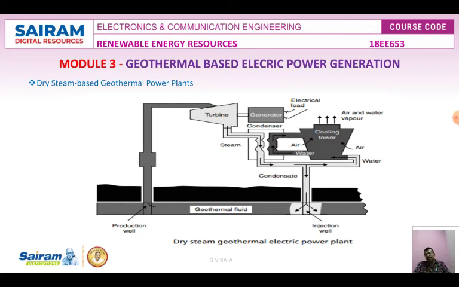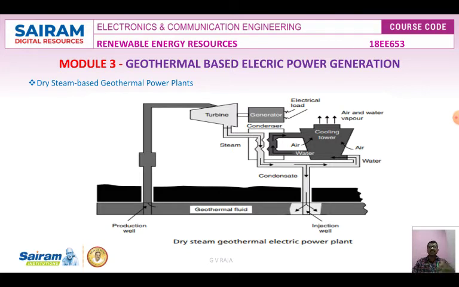So from the ground, the heat is applied to the water, and the water is converted into steam, and the steam is formed above the surface level, not below the surface level of the earth. If below the surface level of the earth the water is converted into steam, and from the ground we are taking the steam to the turbine, then this is called the dry steam method.